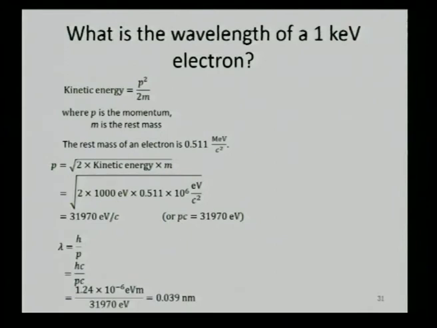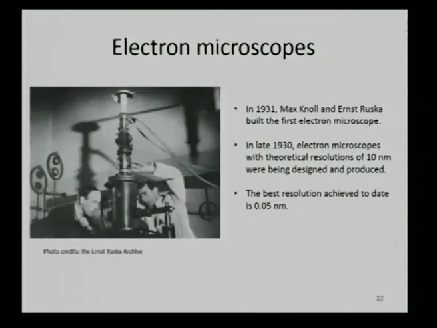Now we use the de Broglie relation and then put all the values in, then we get the wavelength to be 0.039 nanometers. That's smaller than the size of an atom. If we use this electron beam as a wave, then there's a chance that we can see atoms directly.